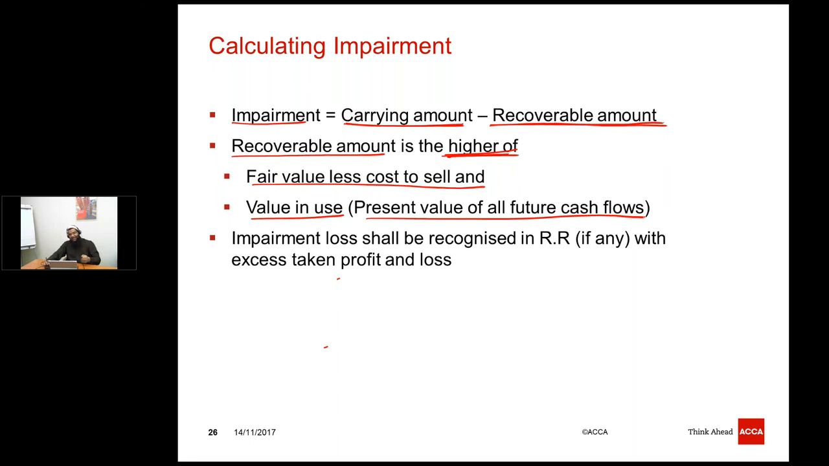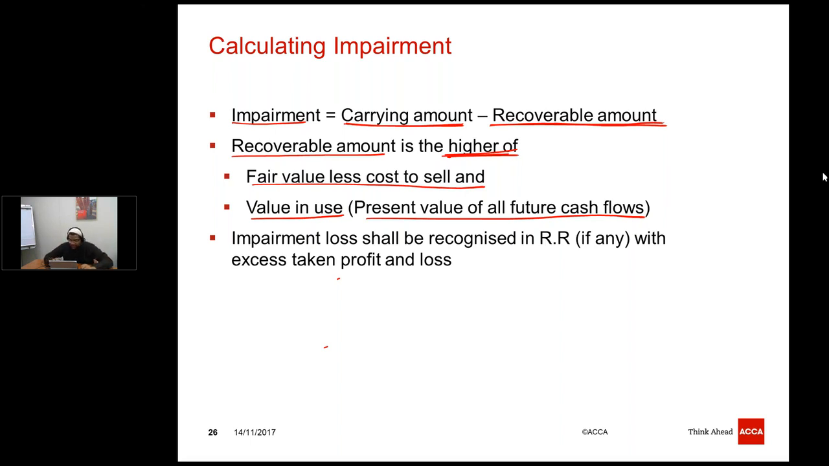So if I'm using the asset, the amount that I can generate is called value in use. And if I am selling the asset, the value that I can generate is called fair value less cost to sell. So what would I do? Sell it or use it? What would I do with an asset? Whichever is higher. Whichever will provide me more benefit, I will do that.